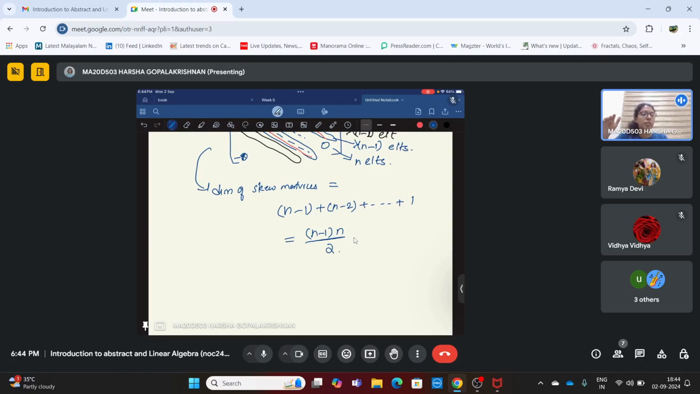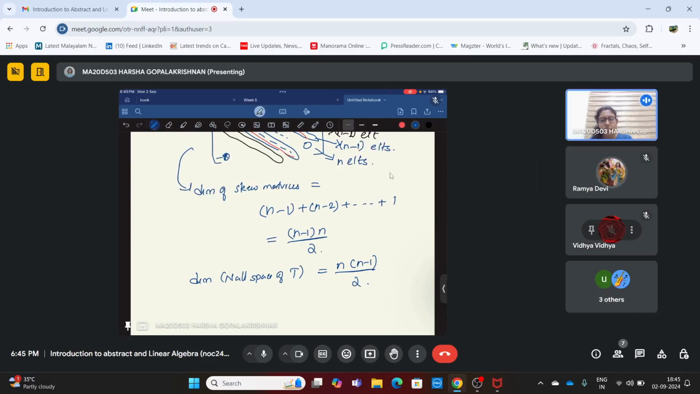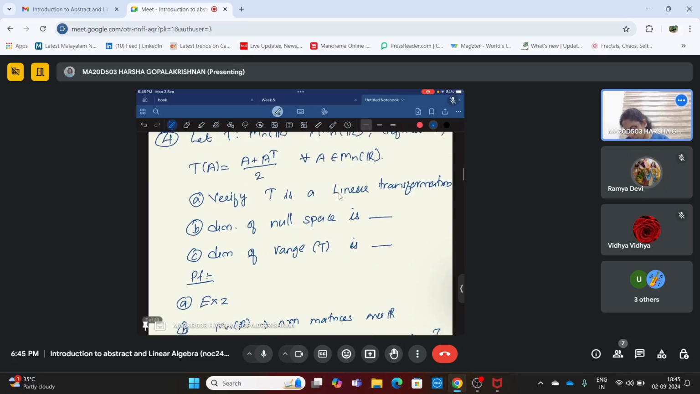So these skew symmetric matrices form the null space of our given transformation. What was our linear transformation? A plus A transpose by 2. So the dimension of the null space of T is n into n minus 1 by 2. Is that okay for everyone? Good. So we got the dimension of the null space. Now we will see the next question: what is the dimension of the range of T?